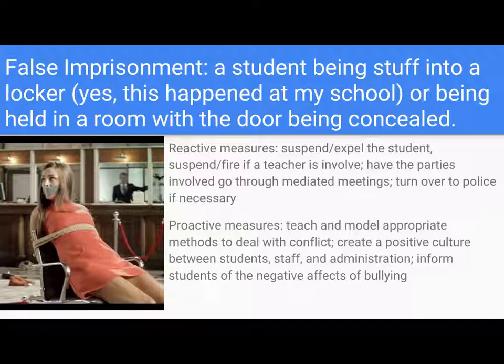Have the parties go through mediated meetings, just kind of rebuild relationships, make sure there's not any tension, and again, turn over to the police if necessary. Proactive measures would be to teach and model appropriate methods to deal with conflict, create a positive culture between students, staff, and administration, and inform students of the negative effects of bullying.